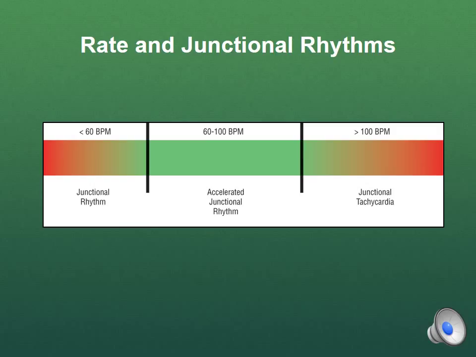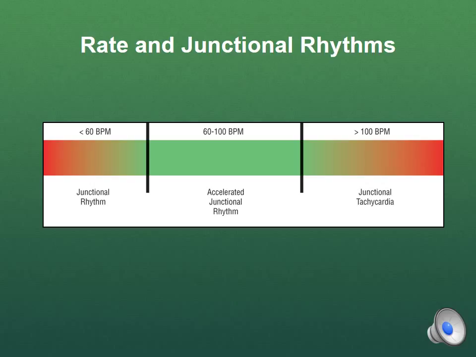So when we're talking about junctional rhythms, they are all going to be differentiated by the rate. Really, the rate is the only thing that we need to be concerned about. Once we know that the rhythm is junctional in nature, we're going to be able to look at the rate and determine what that rhythm is. So anything less than 60 beats a minute is going to be a junctional rhythm.